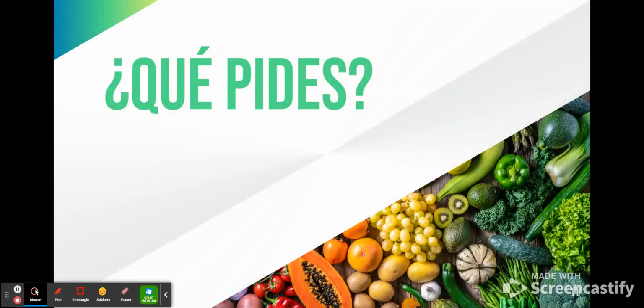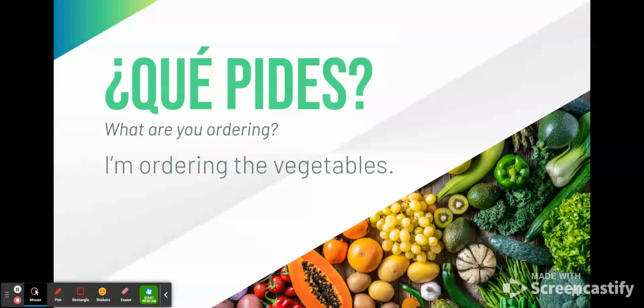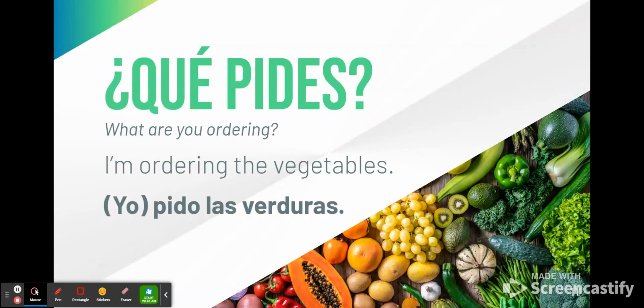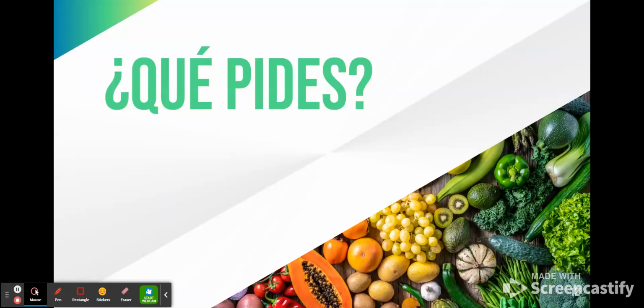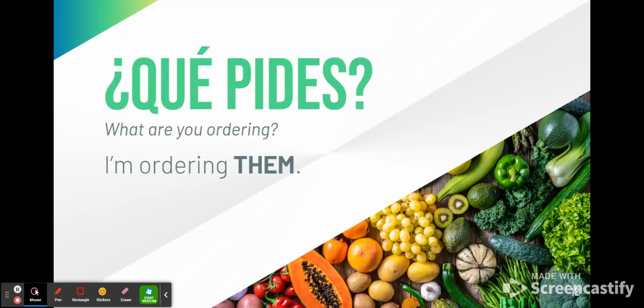Let's try it with a different pronoun. ¿Qué pides? What are you ordering? I'm ordering the vegetables. Yo pido las verduras. Identify the direct object and decide what direct object pronoun will replace it in Spanish and where will it go. What's my next sentence going to be? ¿Qué pides? Yo las pido. I'm ordering them.